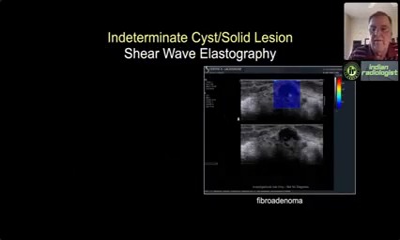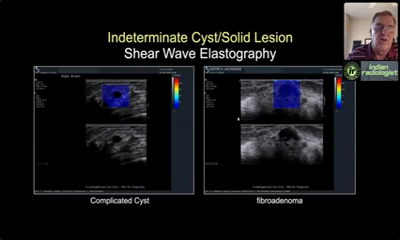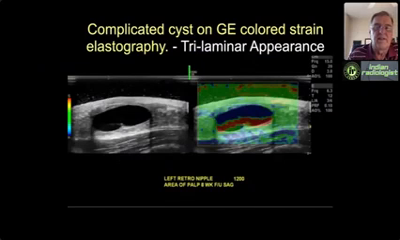Here I'm using shear wave. This is transmitting shear waves. It's turning blue. This indicates this is solid. In this case, there's no transmission of shear waves, proving that it's a cyst.